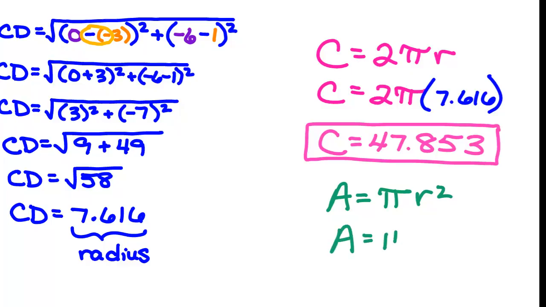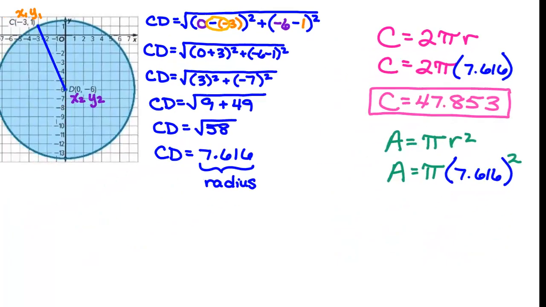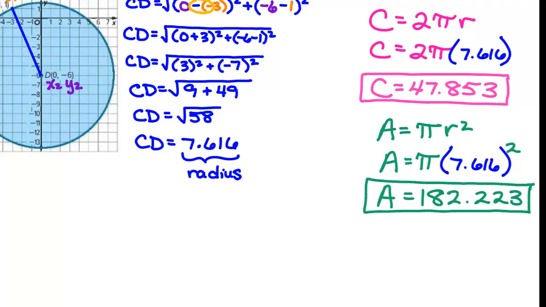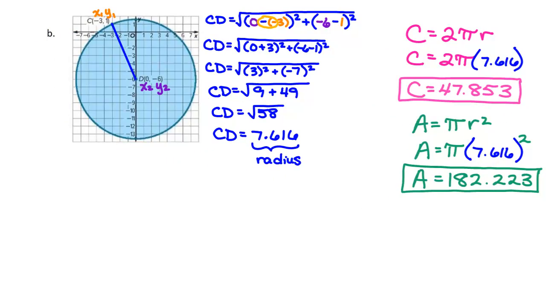Then for area, we do pi r squared. So my area, I have pi times 7.616 squared. What does our area come out to be? Yes, 182.223 for our area. Very nicely done.